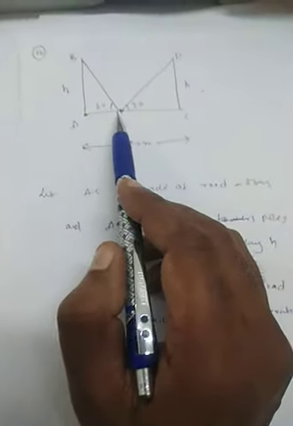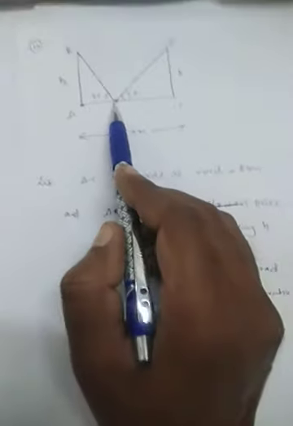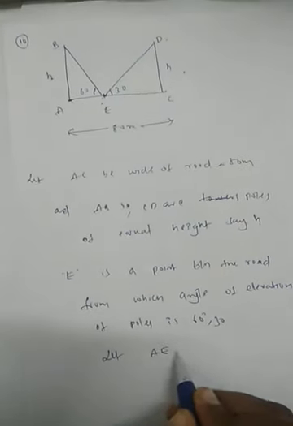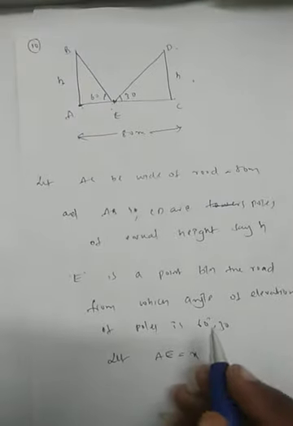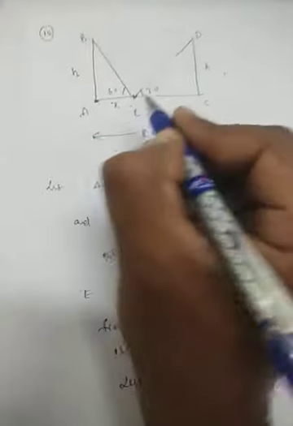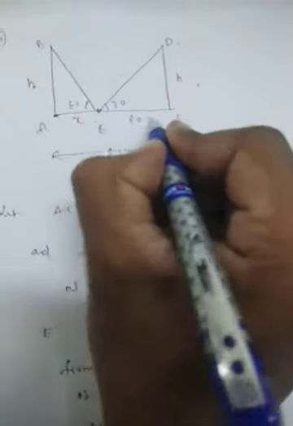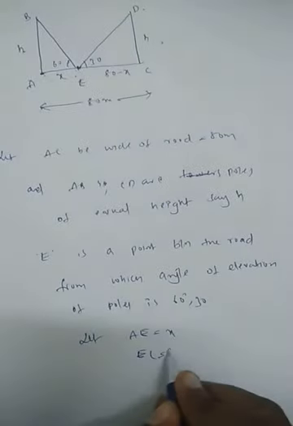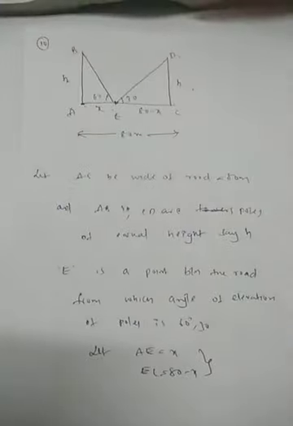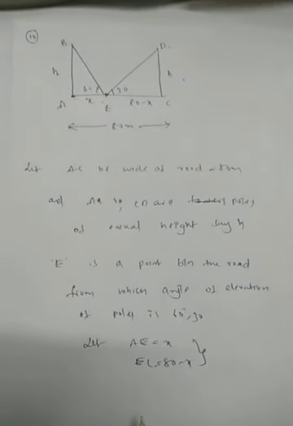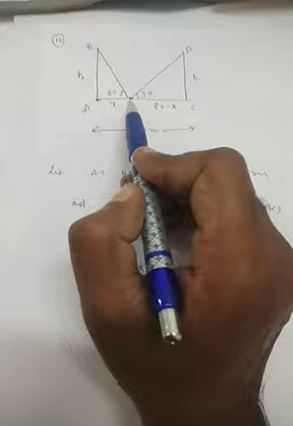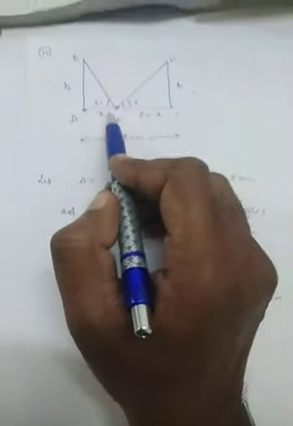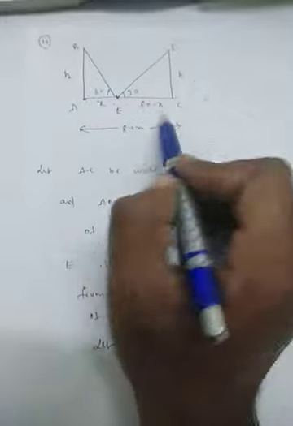If it is 60 degrees, that will be at the nearer pole, because if you are very near, we need to raise our head more. Simple example I told. So let AE be x. Then EC will become 80 minus x, since the total is 80. Our intention is to find x, 80 minus x, and h: the height of the poles and the distances from that point to both poles.